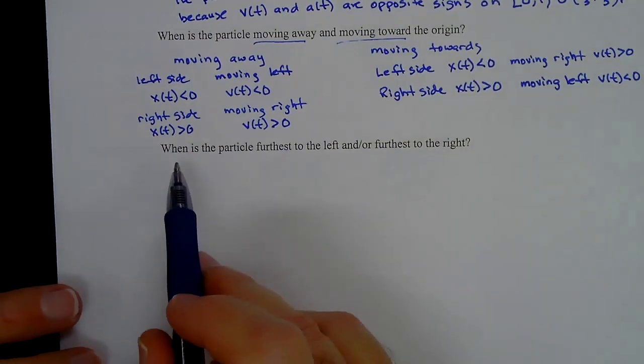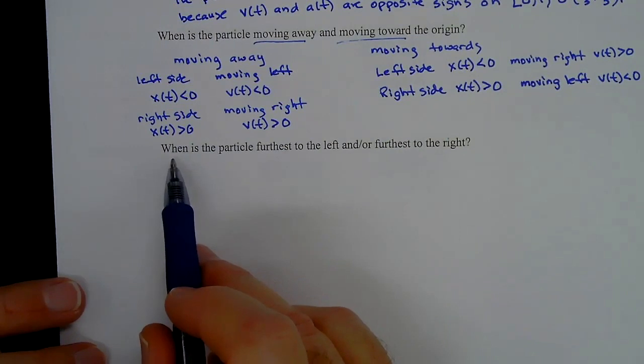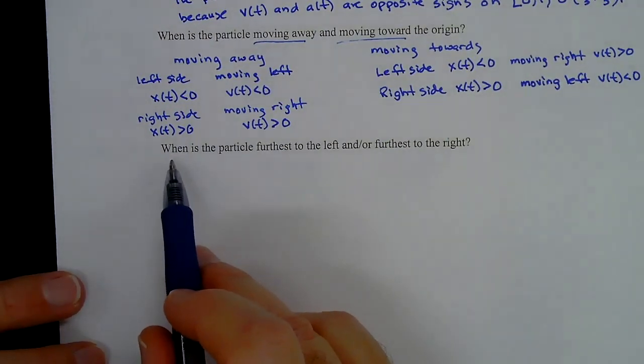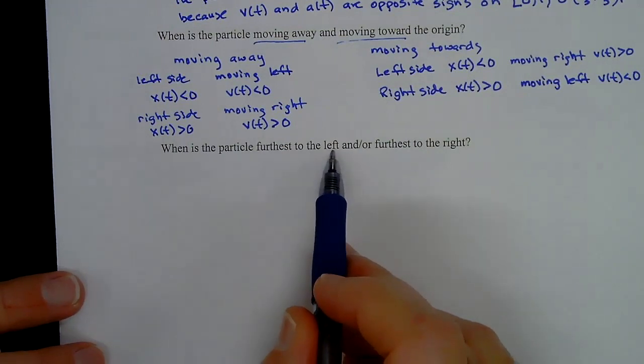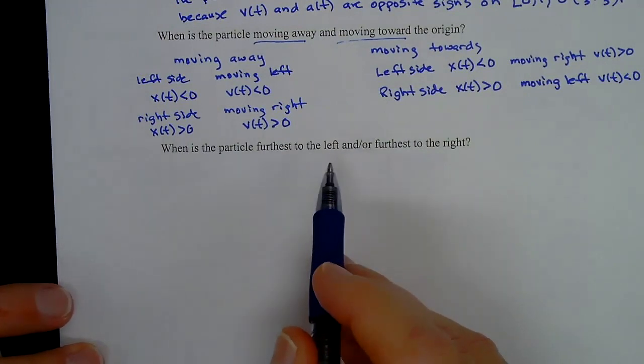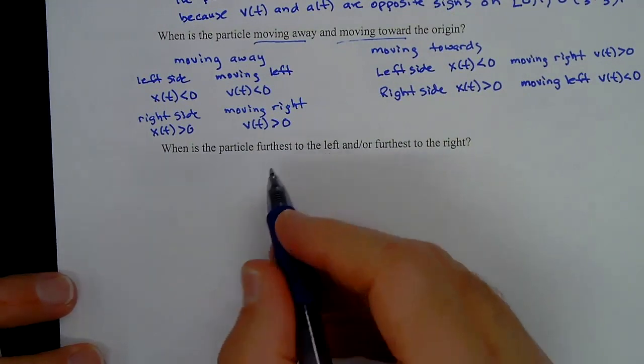Okay, so this last question is this, and we are going to answer this one because this is asked often. When is the particle furthest to the left? Furthest to the left on the x-axis would be an absolute minimum.